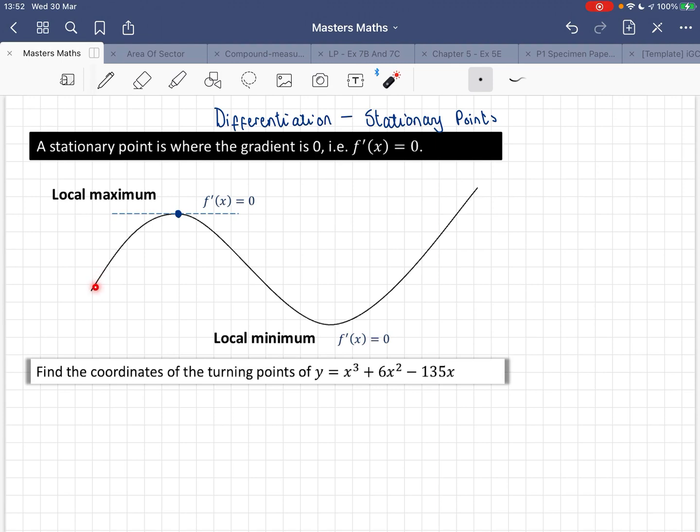And same with a local minimum. It's not going to have a local minimum because it's going to go down and down and down for infinity, into negative infinity. I hope that makes sense. Again, just a bit of notation, not massively important, but just things that are nice to know.